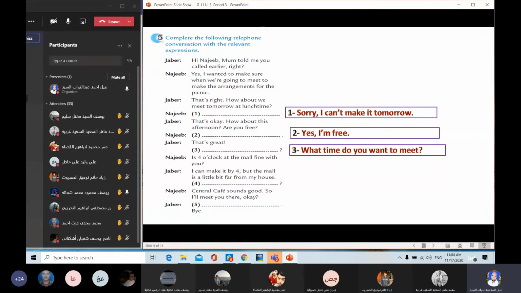Question: Central Cafe sounds good. So I'll meet you there, okay? What's the question? Central Cafe sounds good. He's suggesting something or a place. Shall we meet in Central Cafe? Very good. How about Central Cafe? Why don't we meet in Central Cafe? This is a suggestion. Central Cafe sounds good.